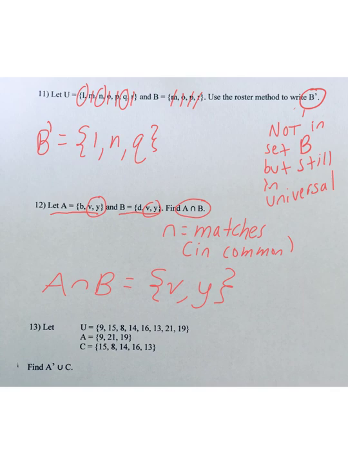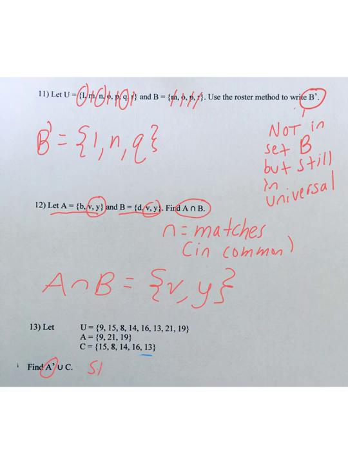Question 13 is going to be a two-step question. We have let the universal set be 9, 15, 8, 14, 16, 13, 21, and 19. Let subset A of that set be 9, 21, and 19, and subset C of the universal set be 15, 8, 14, 16, 13. Find A complement union C. So I have two set operations. We would normally do what's inside parentheses first, however, there are no parentheses. So then we would do complement from left to right next.